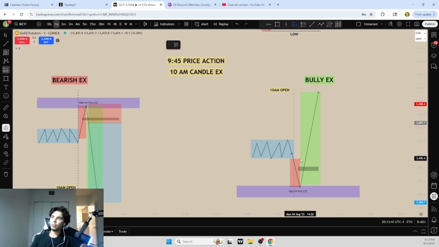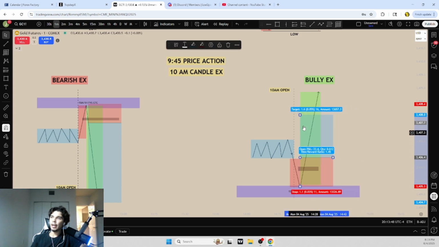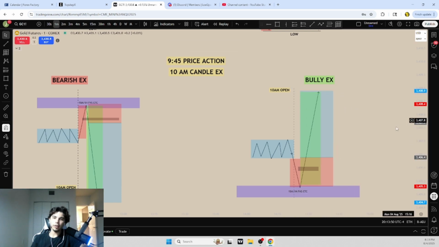So we can go ahead and catch the distribution leg for the next 30 minutes or so, right? Until we have another draw on liquidity that gets hit, we're out of the trade, right? It's that simple. So I hope this makes sense.